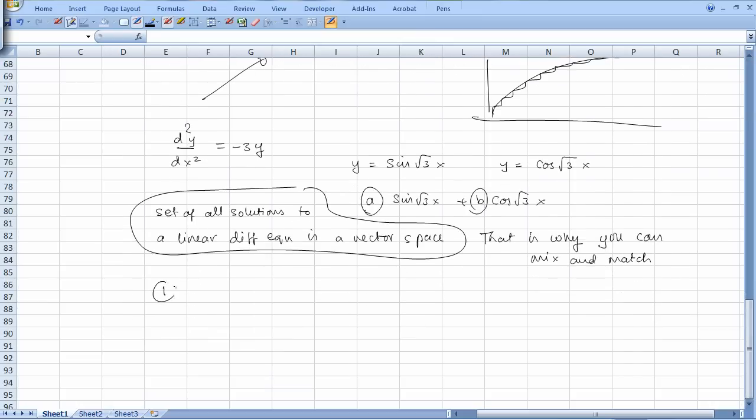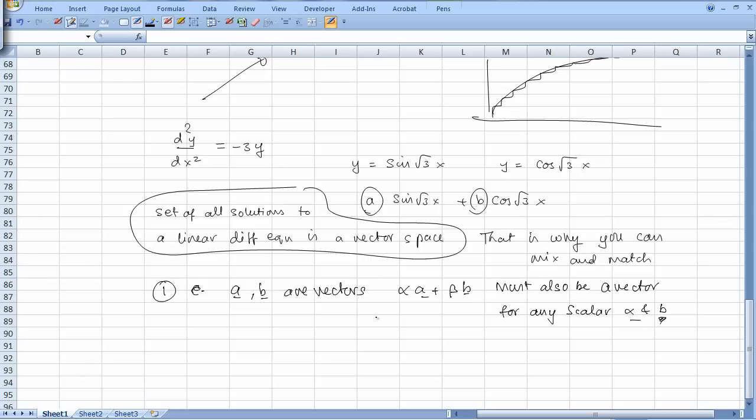So it should be closed. So roughly speaking, if A and B are vectors, alpha A plus beta B must also be a vector, for any scalar alpha and beta. So for example, if I put alpha equal to 0, beta equal to 0, then alpha A plus beta B must be equal to the 0 vector. And this should also be in this set.